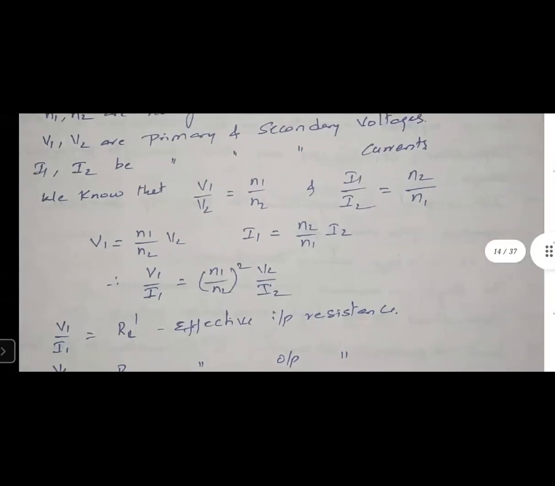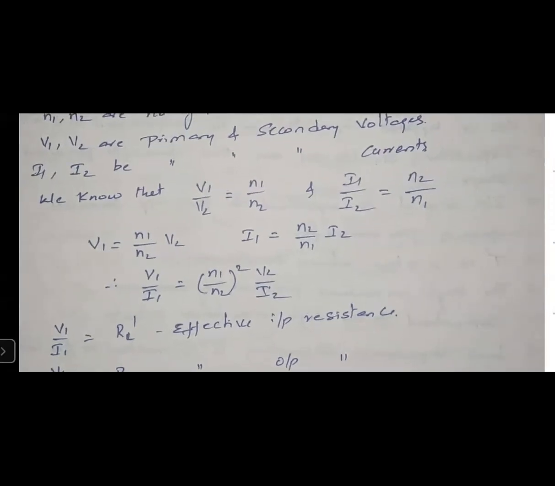From the transformer relations, we know the relation between the voltage and the turns ratio: V1 by V2 equals N1 by N2. Similarly, for the current relation, I1 by I2 equals N2 by N1. These are the voltage and current relations. From that, we can write V1 equals N1 by N2 times V2, and I1 equals N2 by N1 times I2.